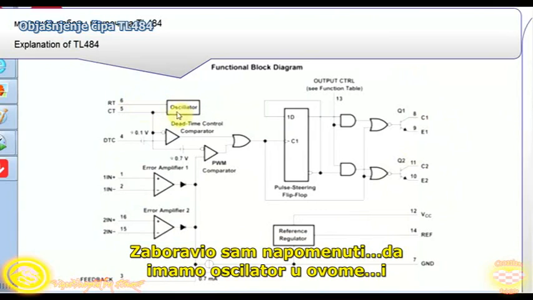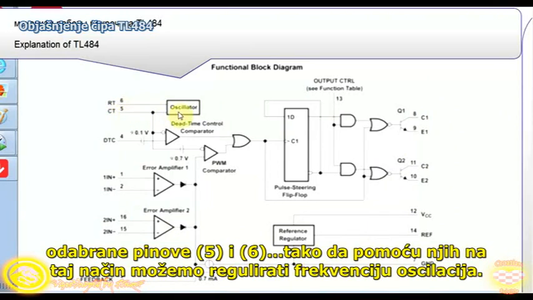And I forgot to say, we have an oscillator in here and a leg 6 and 5. That's how we can regulate the frequency of oscillation.